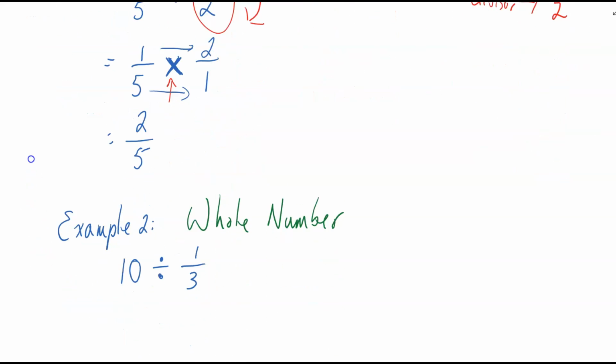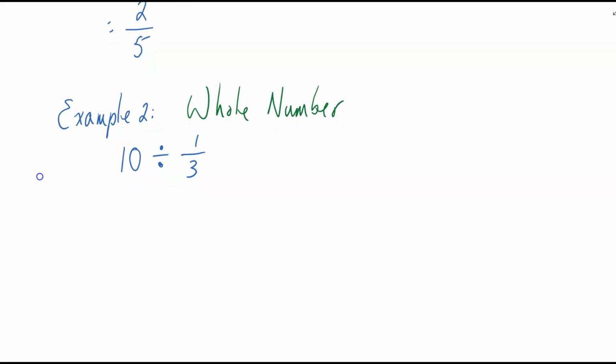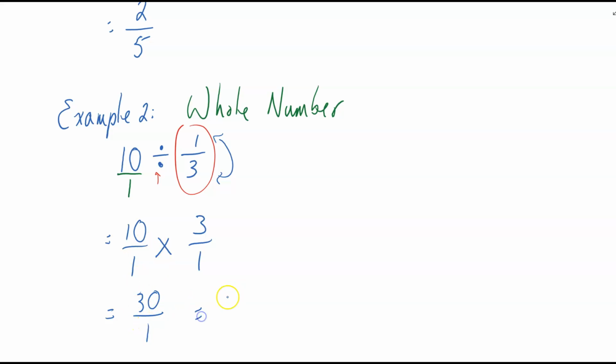Now let's take a look at a second example that involves a whole number. A whole number, remember, is actually over 1. So it's really the same as the process above. We have to invert the divisor, and this is the divisor, and change the operation to multiplication. So this will become, and I'm going to write it over 1 just so we can see the denominator, we'll change it to multiplication, and I will invert the divisor. And now we'll just multiply straight across. 10 times 3 is 30. 1 times 1 is 1, so this is just 30.